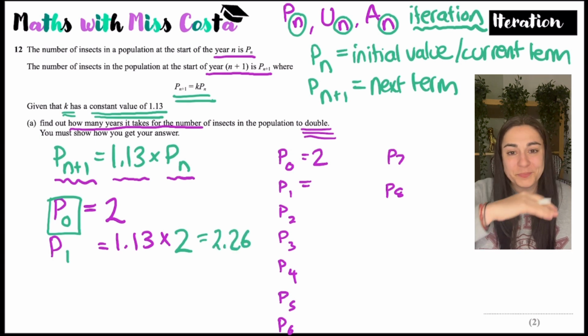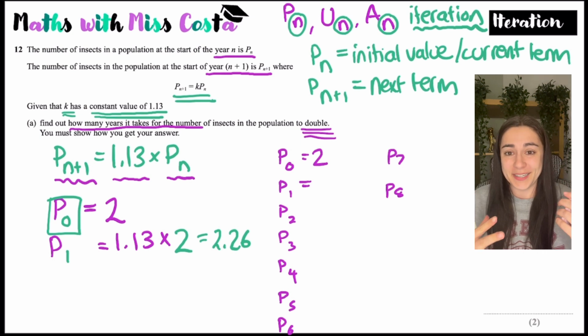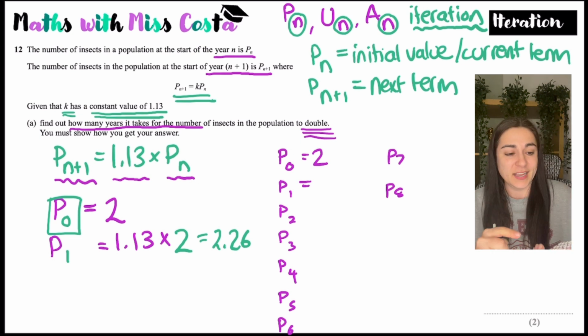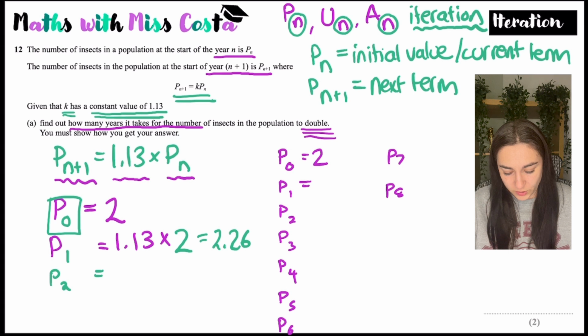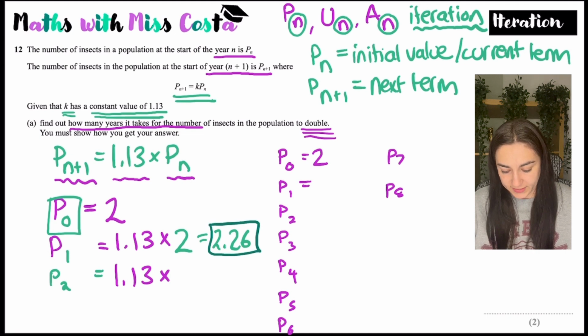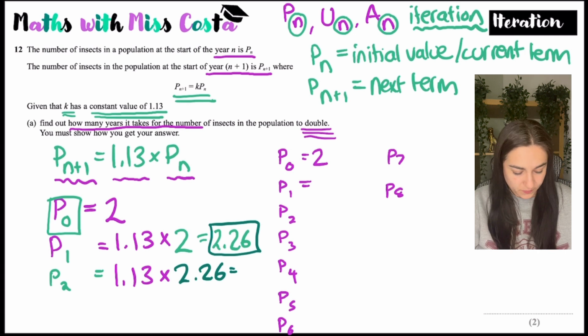Now, when we're using iteration, there is something that you can do in your calculator that just helps you get your answer a lot quicker. But let's just do a few more of these before I show you what you need to do. So to get to P2, what do you do? You're going to do 1.13 times by your previous answer, which is 2.26. And what does that give you? 2.5538.